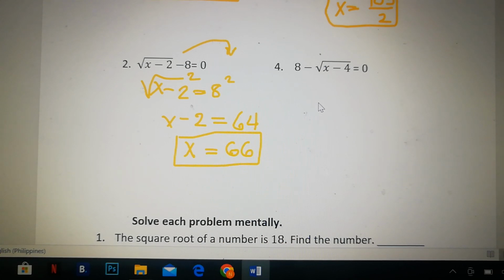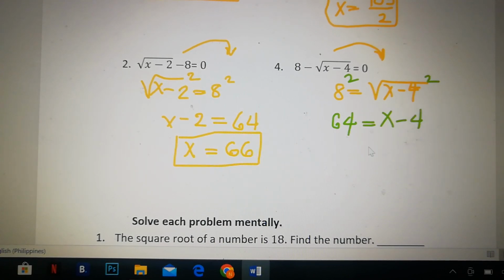Next is 8 minus square root of x minus 4 equal to 0. So you transpose the radical expression to the other side. That becomes positive square root of x minus 4. So if we square both sides of the equation, the result becomes 64 is equal to x minus 4. So x is equal to 64 plus 4, 68.